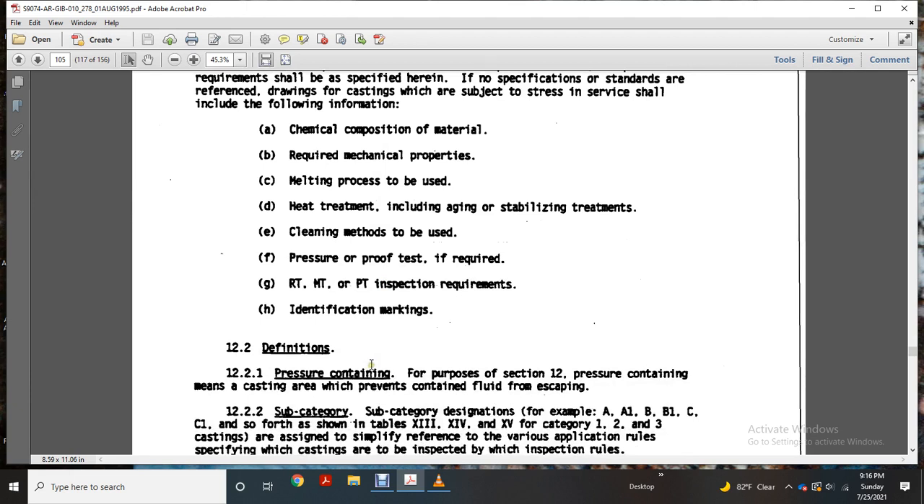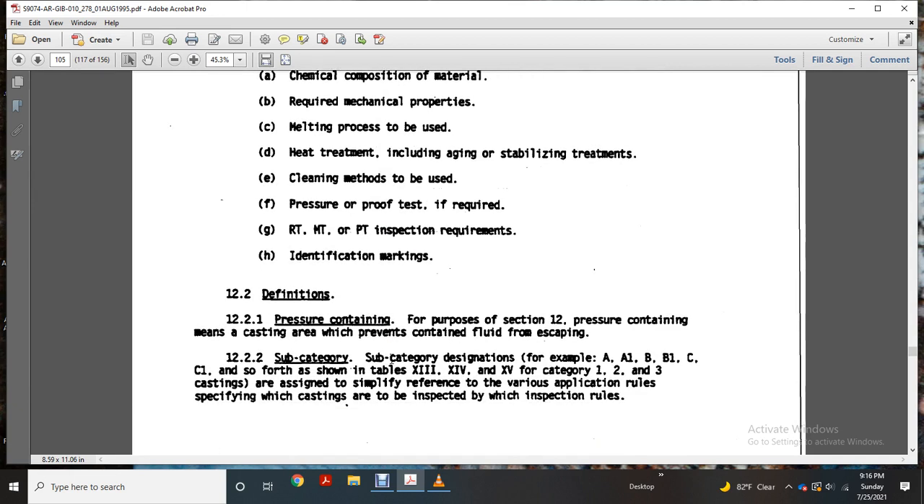Definition: pressure containing, for the purpose of section 12, means the casting area that prevents containment of the fluid from escaping. Subcategory designation, for example A1, B1, and C1, is further shown on tables 13, 14, 15. Categories 1, 2, and 3 of casting are assigned with a simple reference to the various application rules and specifications.